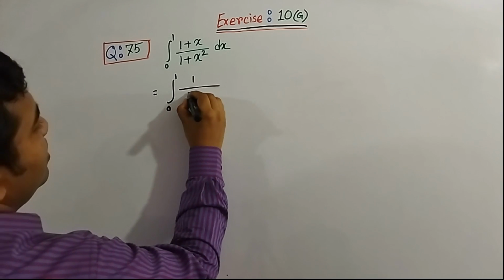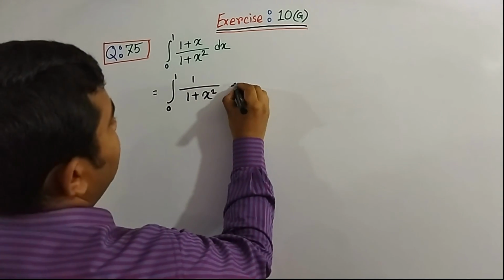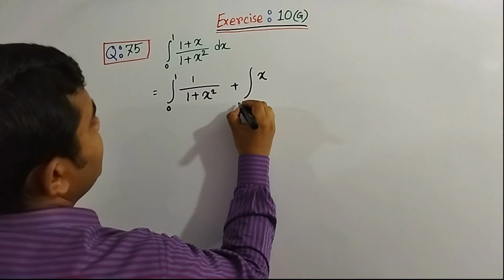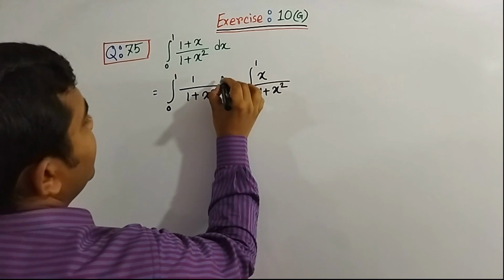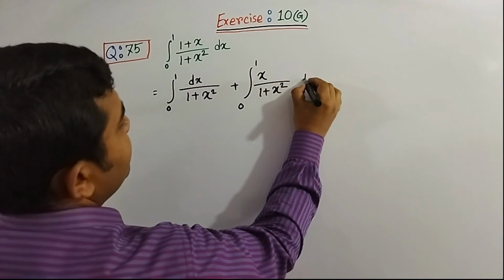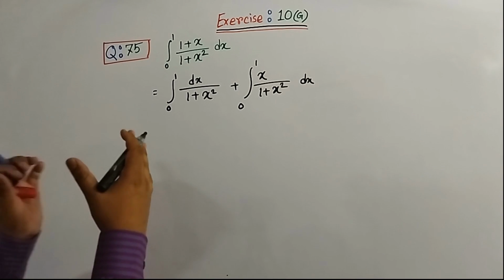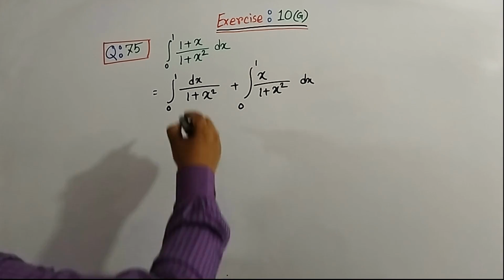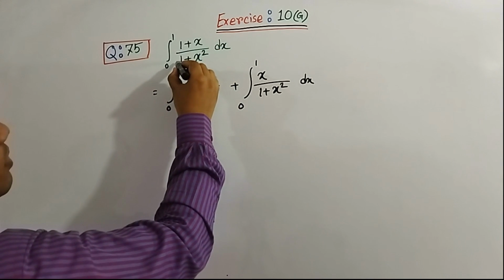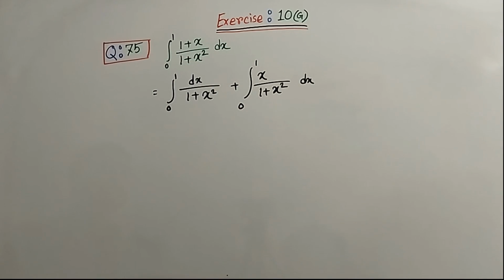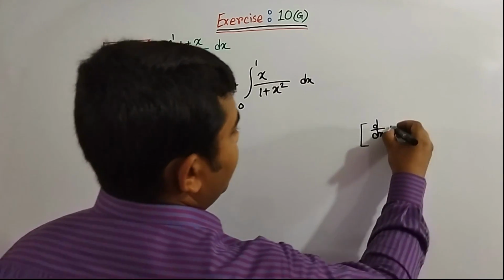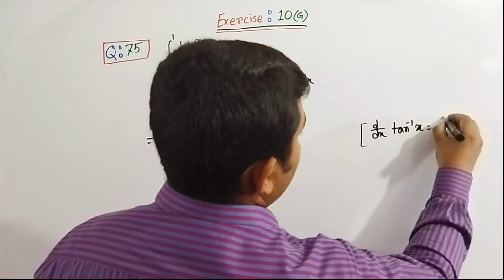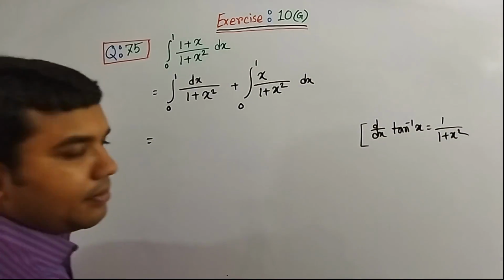the integral from 0 to 1 of 1 over 1 plus x square plus the integral from 0 to 1 of x over 1 plus x square dx. So we can separate this part this way, because here was 1 over 1 plus x square and x over 1 plus x square. Here this part can be written as what? We all know that d/dx of tan inverse x is 1 over 1 plus x square.